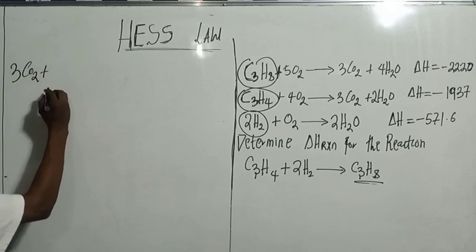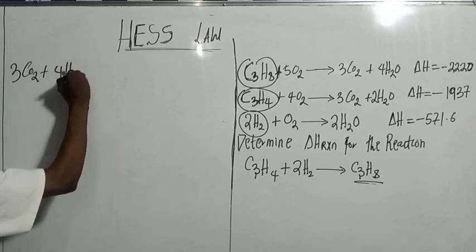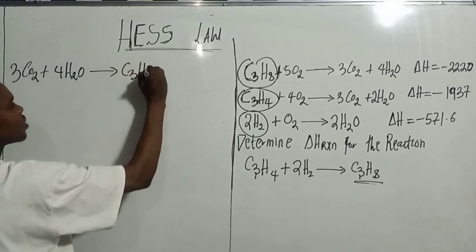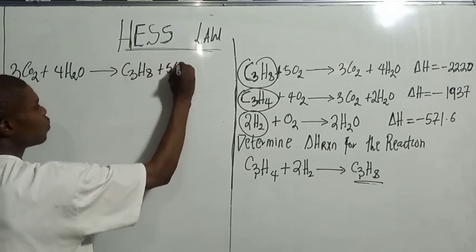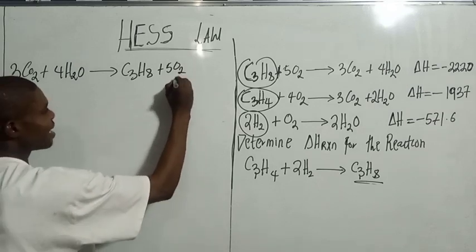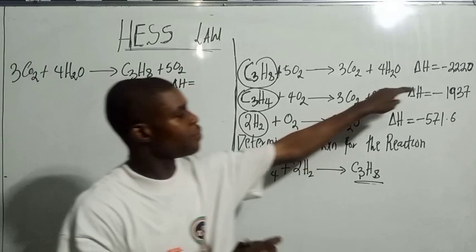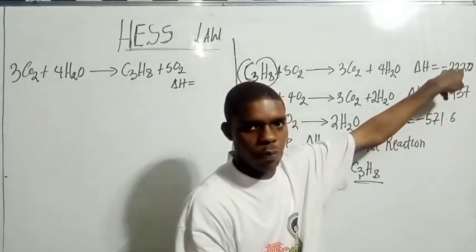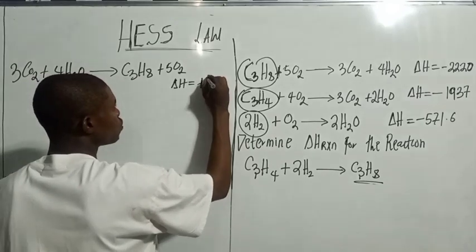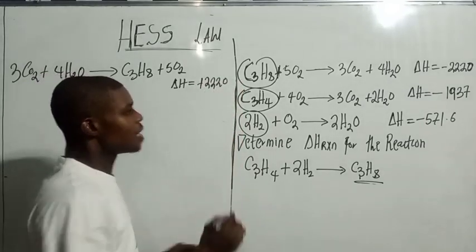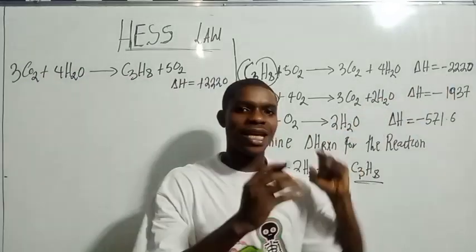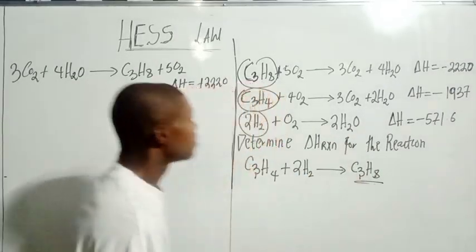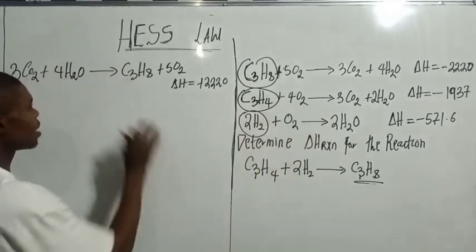So if I reverse the first equation, I have 3CO2 plus 4H2O, giving you C3H8 plus 5O2. Just that. My delta H here is now, because I reversed it, negative changes to positive, so it's going to be plus 2220. Now, the unit of enthalpy is kilojoules per mole, so by the end of everything, you must include that kilojoule per mole. Now, we are done with the first one.